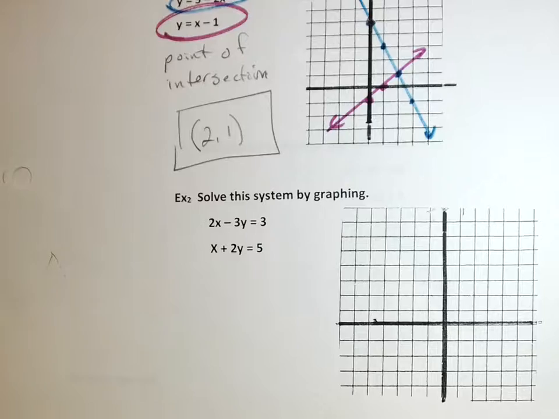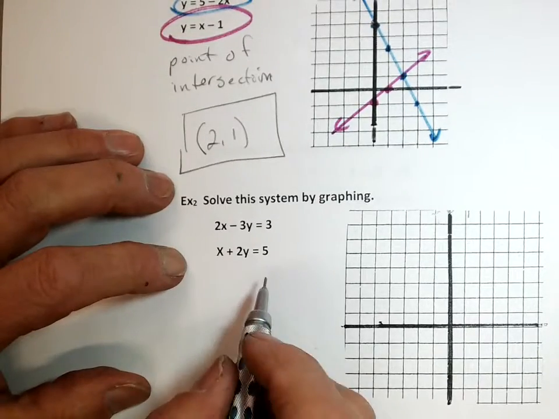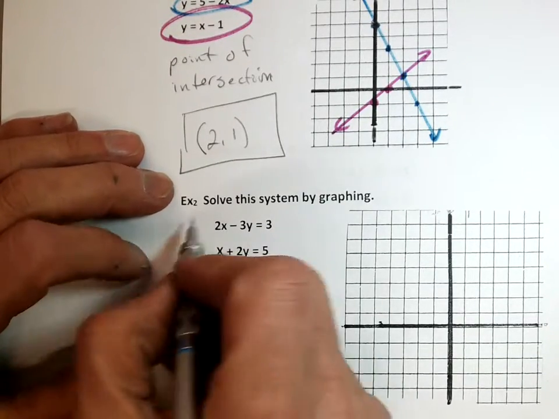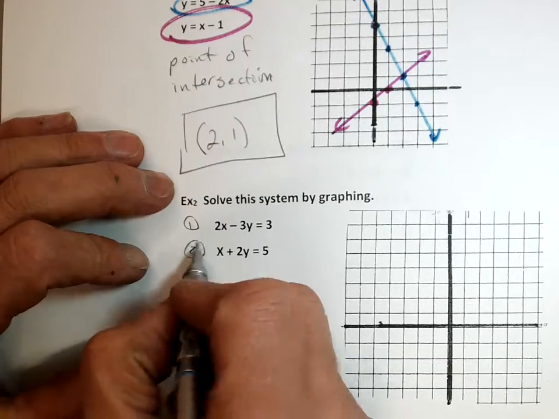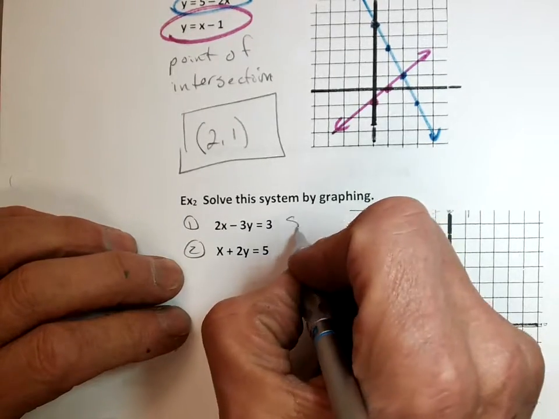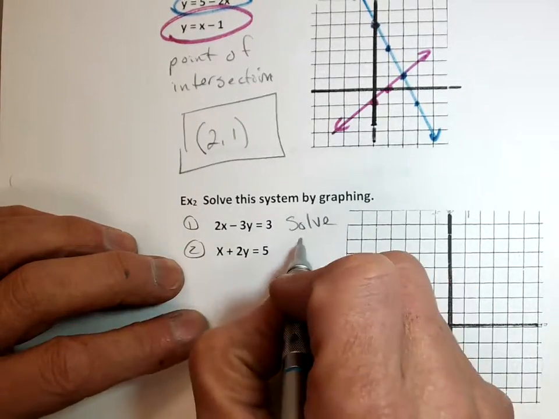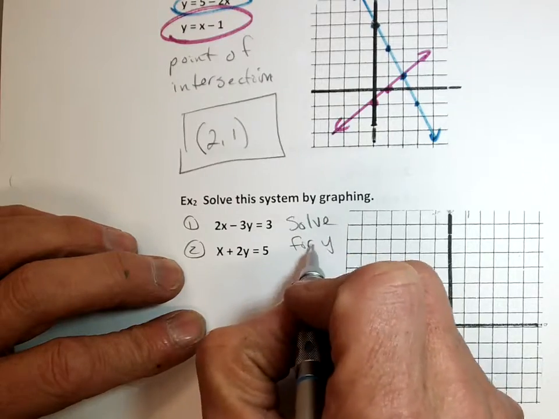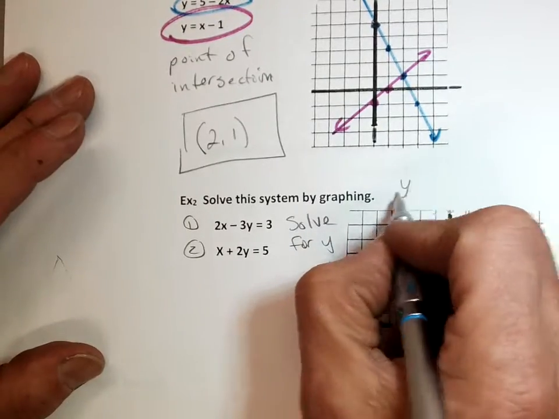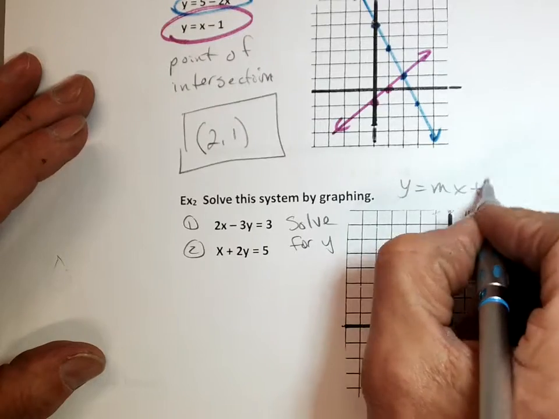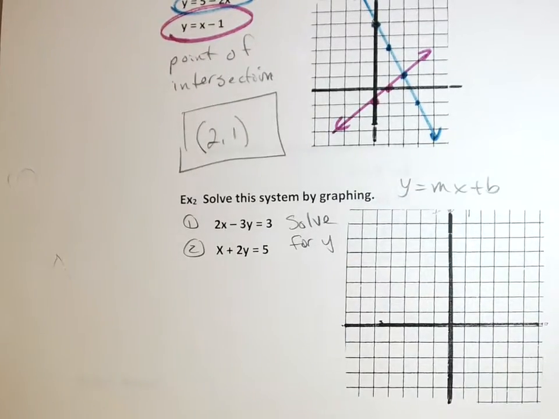Example 2. So if I want to graph it, first of all, on both equation 1 and equation 2, I need to solve for y. I've got to solve for y so I can graph it, because I need it in the form of y equals mx plus b. I need my y-intercept and my slope.